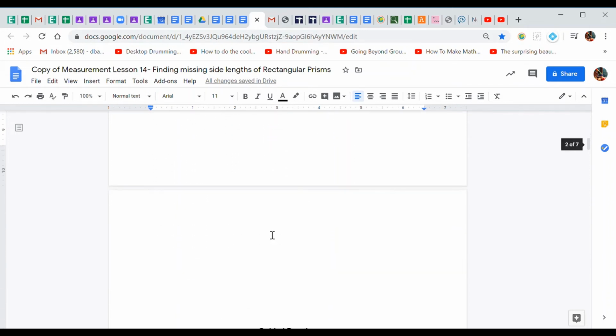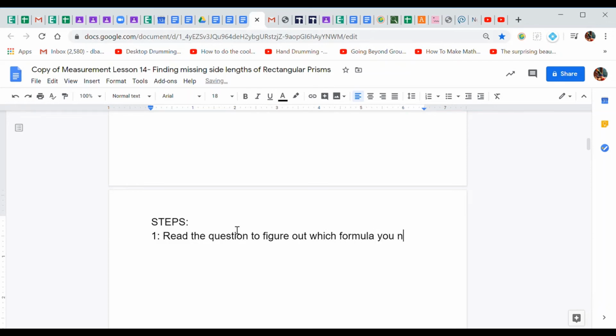So let's write out the steps I use to solve this problem. I'm going to make my font a little bigger so you can see it. And here are my steps. Make it even bigger in case you're on your phone and you need to see it. Steps. 1. Read the question to figure out what formula to use. Which formula you need. And that could be, you need base times height or length times width times height. Or is it not even a volume problem? Maybe it's an area problem. So read it carefully.